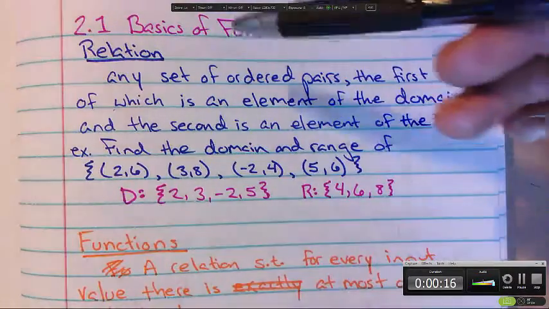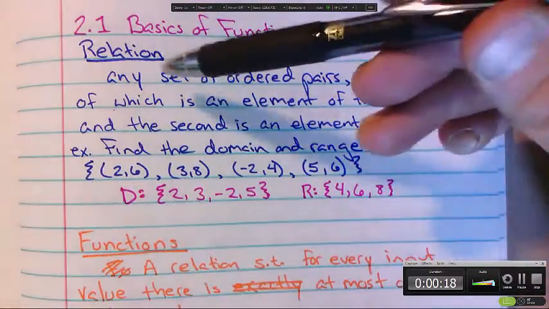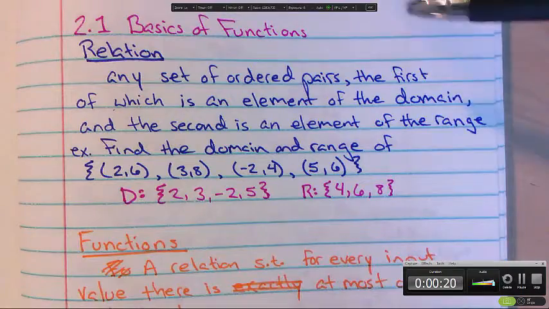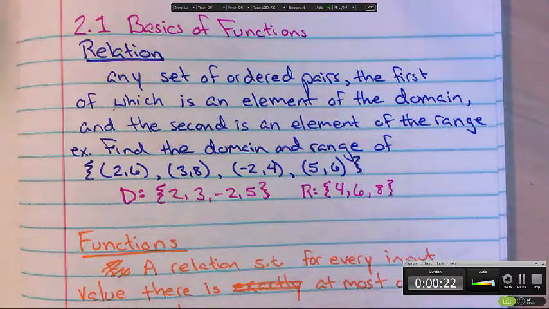First thing we did is we defined a relation. A relation is any set of ordered pairs, the first of which is an element of the domain, also known as the input values, or commonly known as the x values of an ordered pair, and the second is an element of the range, or the output values, also known as the y values of an ordered pair.